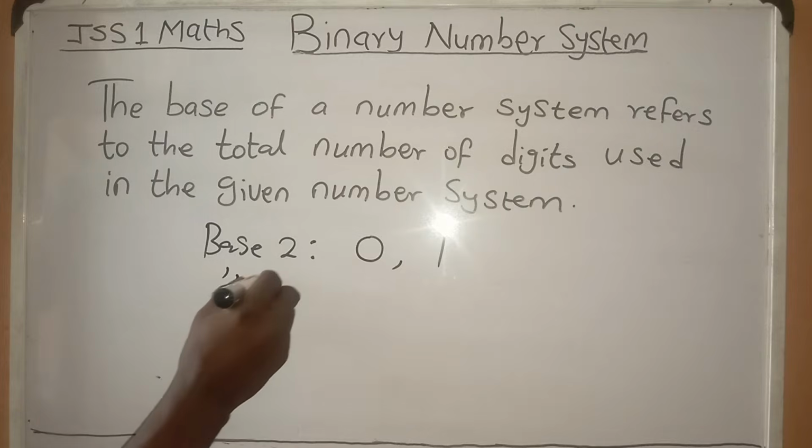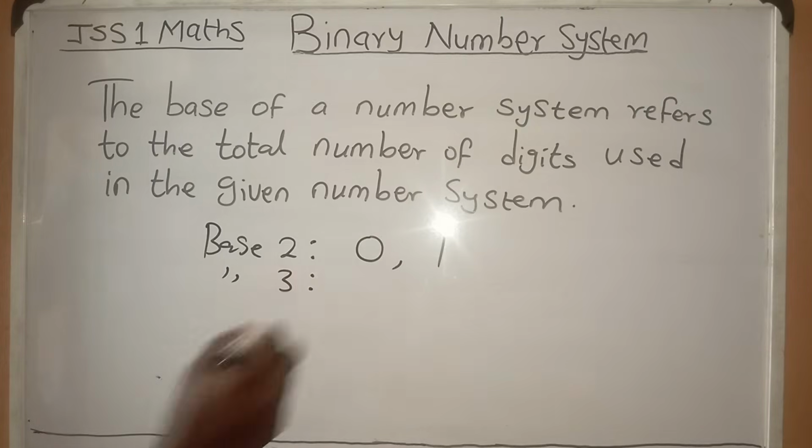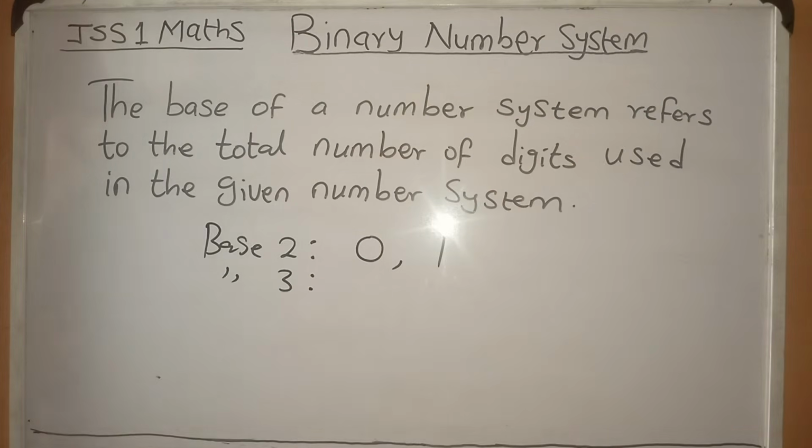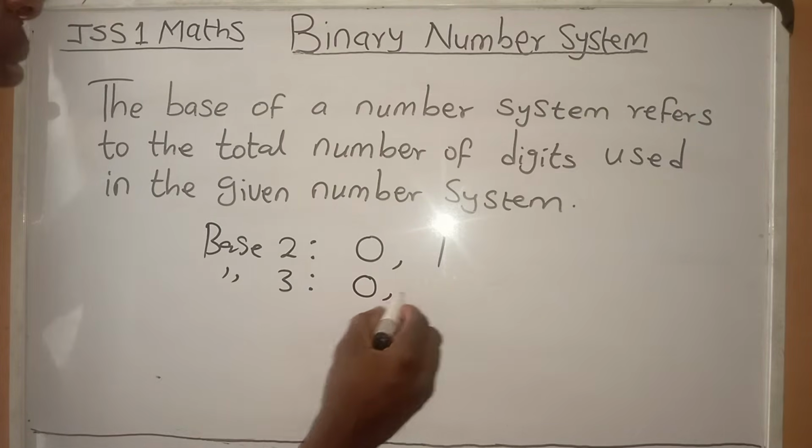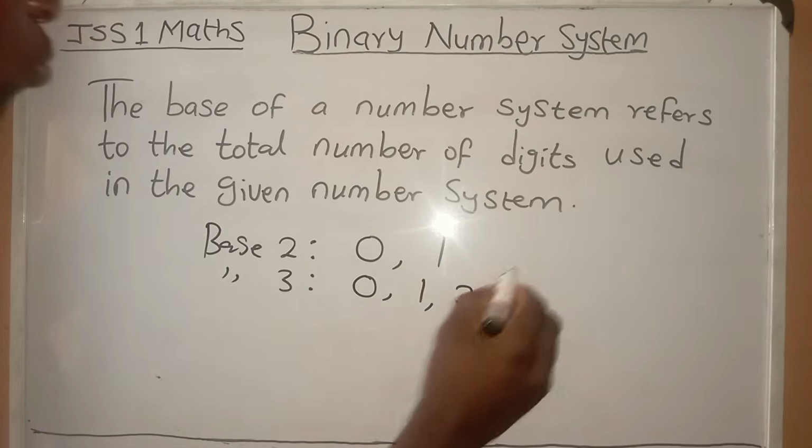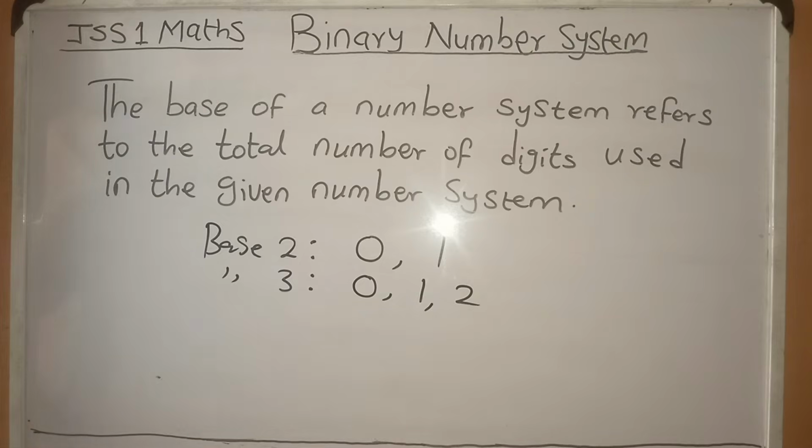Likewise, if we talk about base 3, the highest digit you can find in base 3 is what? 2. So base 3 numbers include 0, 1, and 2. These are the various digits that are obtainable in base 3. How many digits do we have here? 1, 2, 3. There are 3 digits. That goes with our definition.